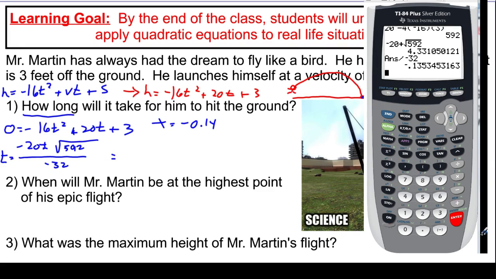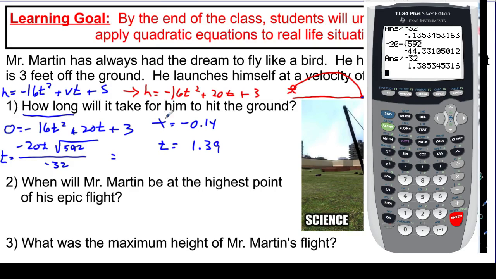Okay, so let's try the other one. We need to get two answers from this. So in this case, negative 20 minus the square root of 592. I'm going to hit enter again, simplify my numerator, and then divide that by negative 32. That's what's on the bottom of my fraction. And it comes out to be 1.39 seconds. So let's write that one down. t equals 1.39.